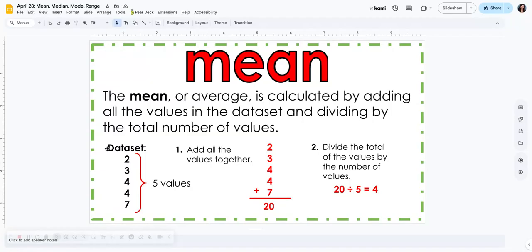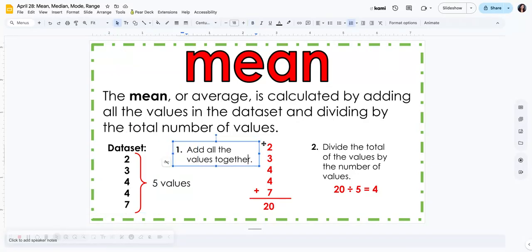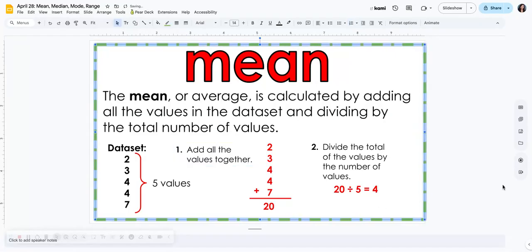So here they grab their data set and they put them in order from least to greatest. Then they added all the values together and they got 20. Then they divided by 5 because in the data set we have 5 numbers. So we have 1, 2, 3, 4, 5. So they divided by 5, and their answer was 4.